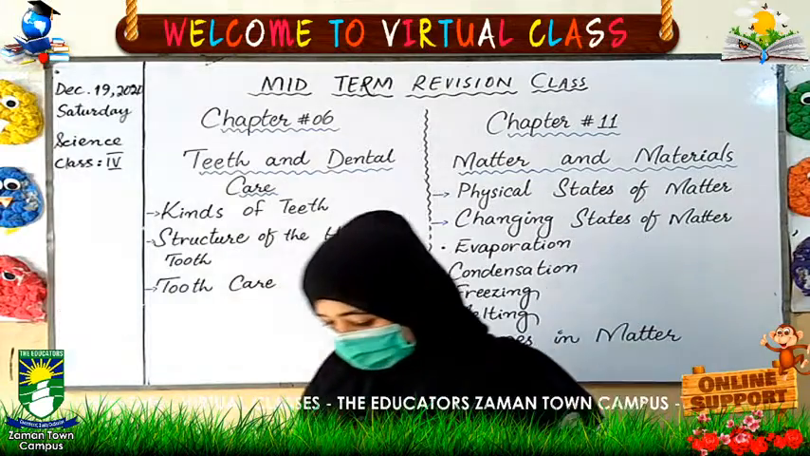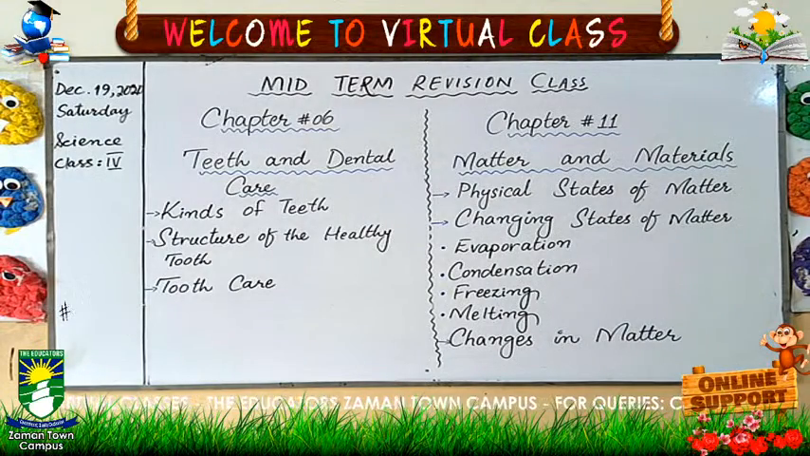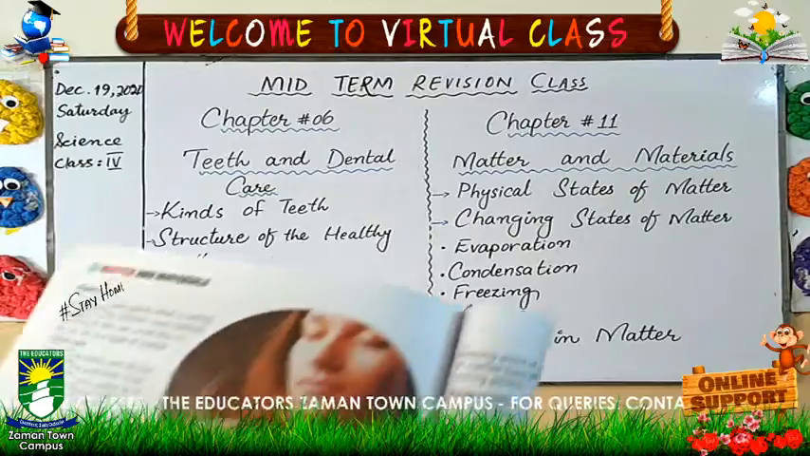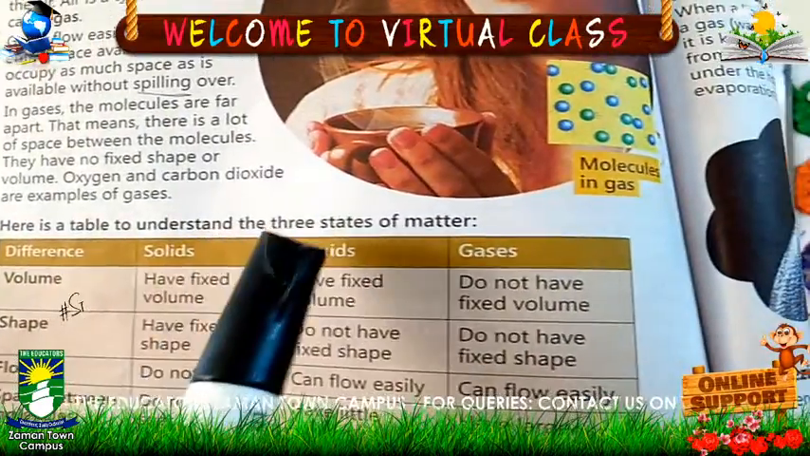Now look here on page number 98. On page number 98, here is a table, and this will help you to understand the three states of matter.